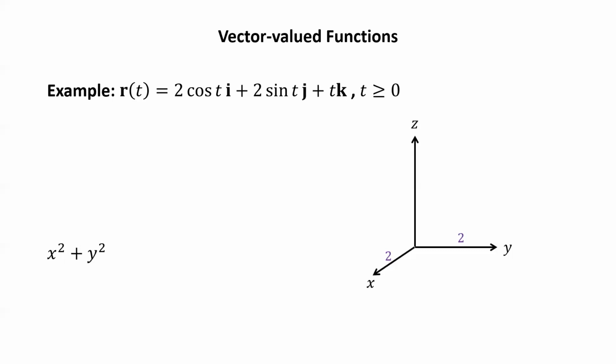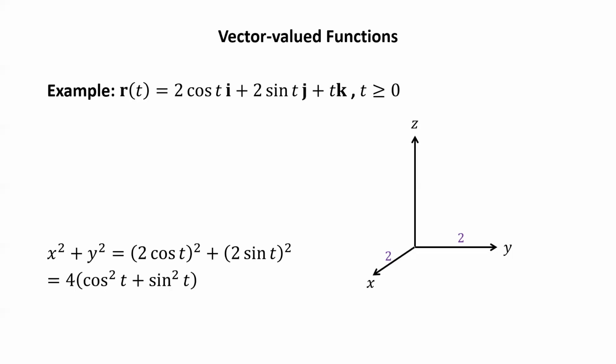First, I want to note that if I take x squared plus y squared, that's the square of 2 cosine t plus the square of 2 sine t, which is 4 times the quantity cosine squared t plus sine squared t. By the main Pythagorean identity, cosine squared t plus sine squared t is equal to 1. So we get 4 times 1, which is 4. This means that our curve lies on the cylinder centered at the origin of radius 2. So there's a quick sketch of that cylinder.